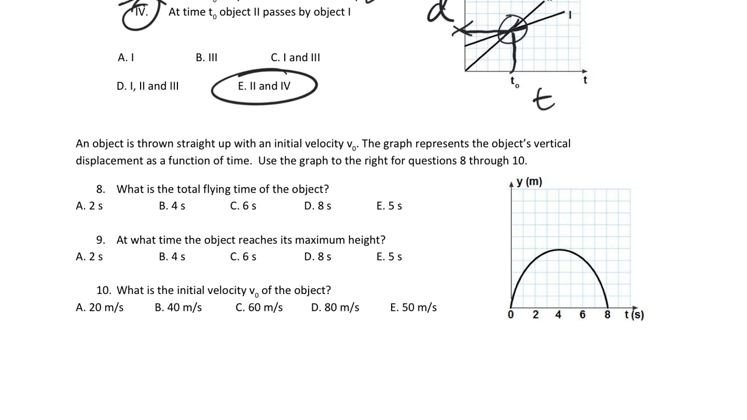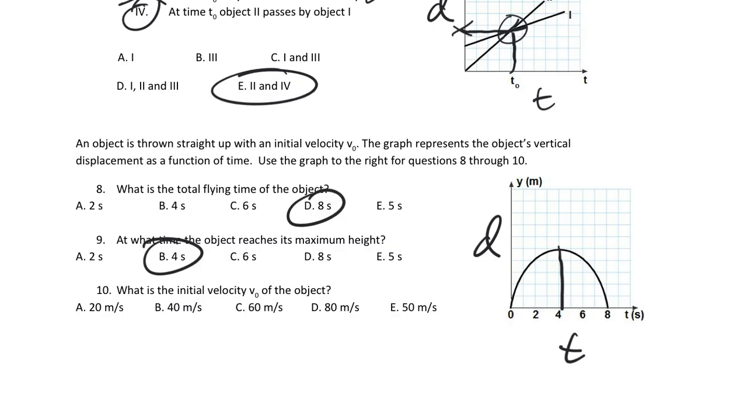I'll just run straight up with initial velocity. Okay, so this is again a D versus T graph. What's the total flying time of the object? Okay, it's not flying, it's like, so the total time is 8 seconds, obviously. What time reaches maximum height? Okay, it looks like it's halfway there, 4 seconds.